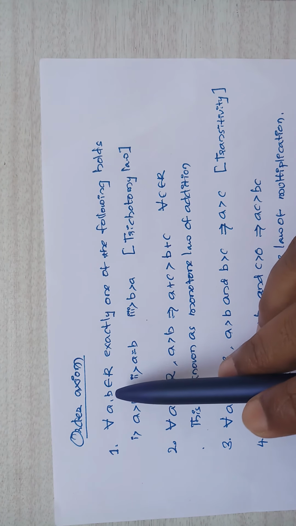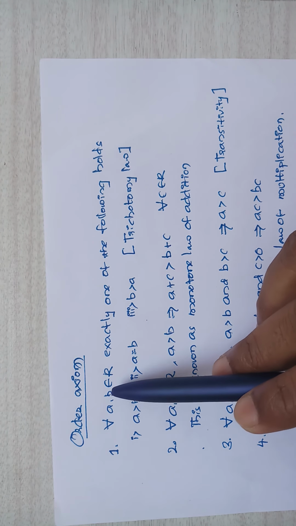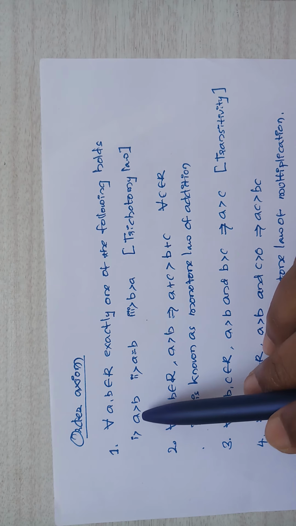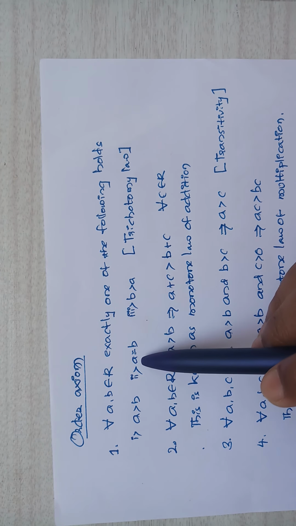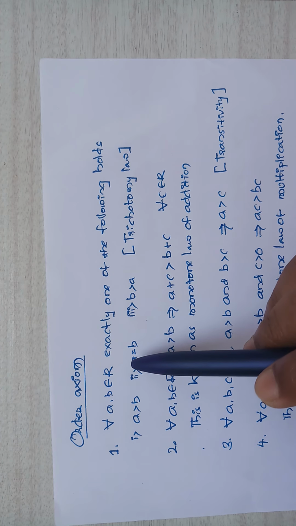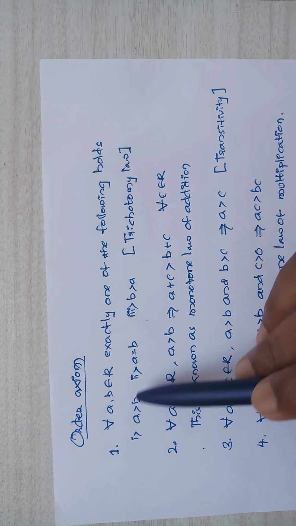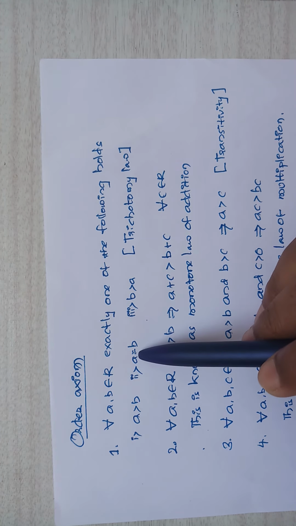Again, if I take A as 2 and B as 2, is 2 greater than 2? No. Is 2 equal to 2? Yes. Is 2 greater than 2, because B is also 2? No. So these two fail, and this one holds good. So if your A is bigger, then this property holds good. If A equals B, then this property holds good. If your B is bigger, then this property holds good. So you remember these properties very clearly.